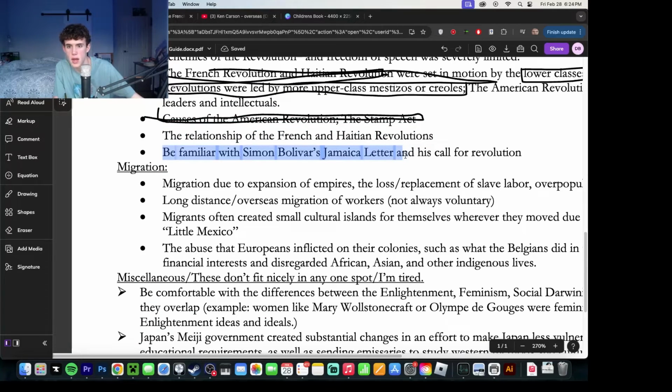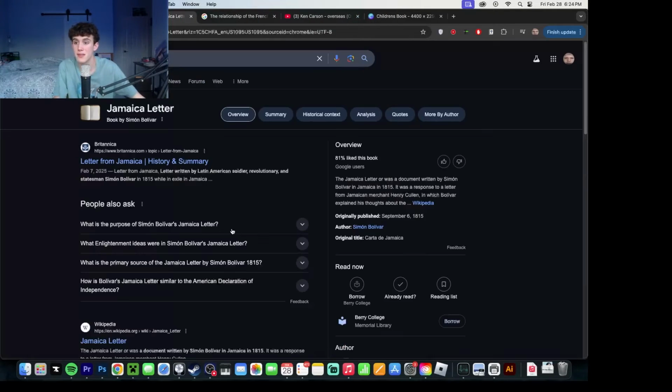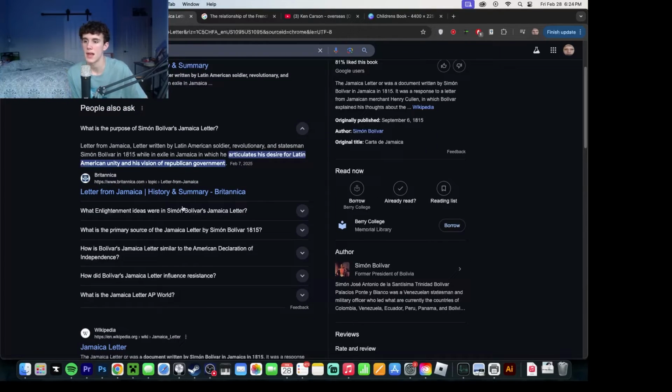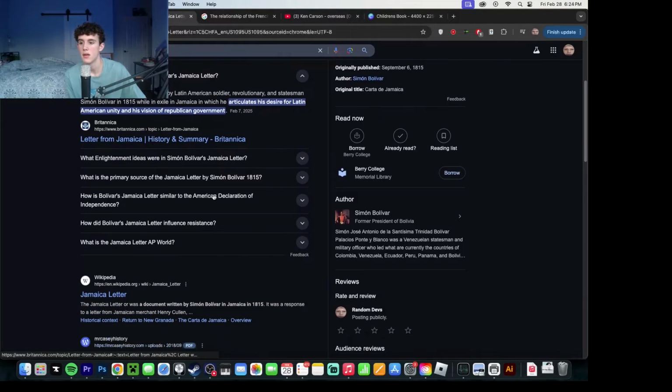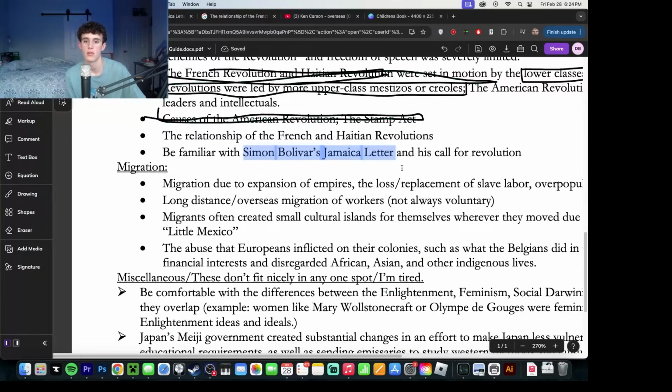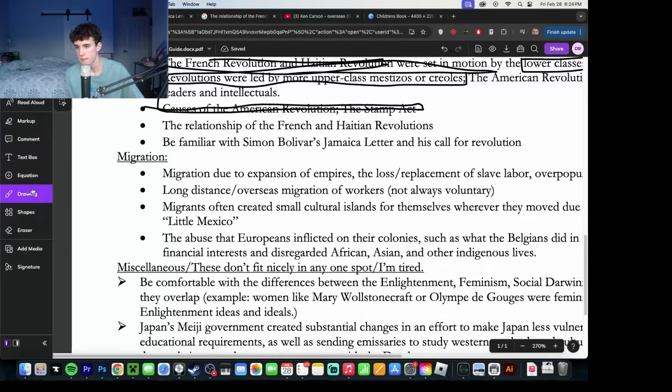Be familiar with Simon Bolivar's Jamaican letter. Okay, Simon Bolivar's Jamaican letter. What is it? So it was his desire for Latin America to be unified, because they're all so similar, and his vision of a republican government. He used a lot of Enlightenment ideas about natural rights and the freedom of Creoles. And he was like, "Hey, we should revolt." Okay, migration.